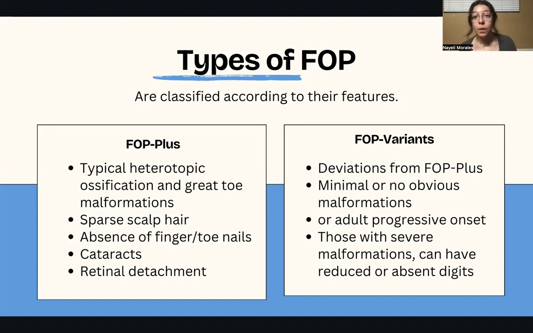For the second type, it is slightly different than what we just described. It will either be minimal or no obvious malformation except for the bunion, and/or adult progressive onset. What that means is that they will start to have these bone formations later on in life. And those who have severe malformations can have reduced digits or just complete absence of fingers.